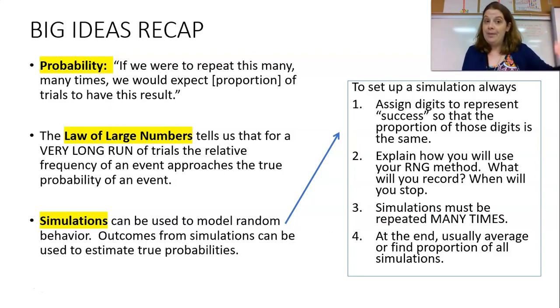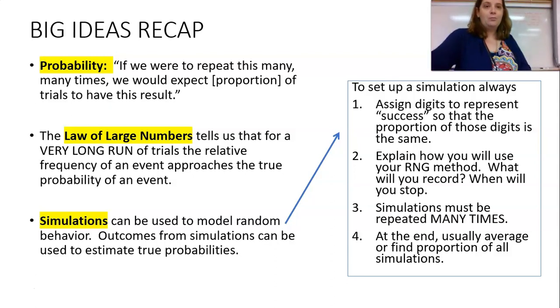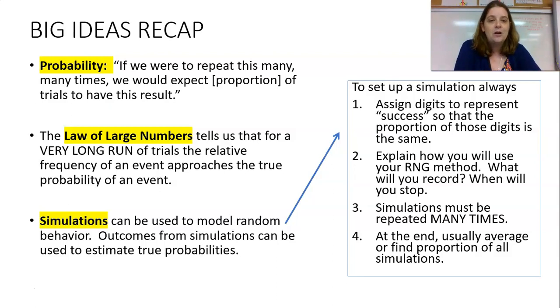Simulations always need to be repeated many, many times, which is why we put so many stickers up on those boards from previously. We want to see how many times those are. And at the end, you're usually going to take an average of all of those numbers. We're going to look and see what the trend is showing. Where does it look like the average is? Where's the mean? Or possibly the proportion. The proportion of 5 or more looked like it was about 17%.